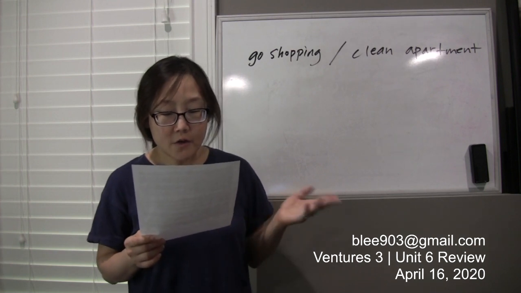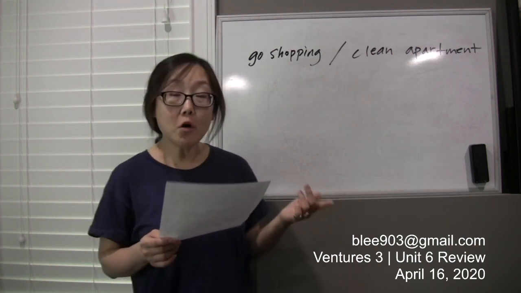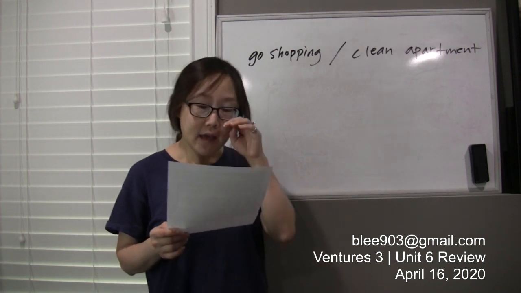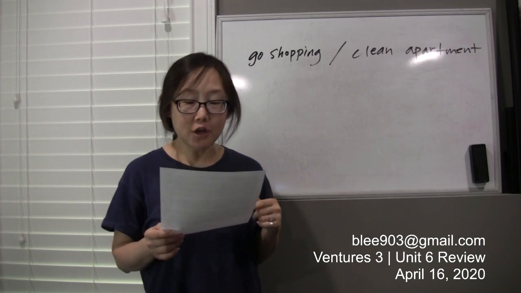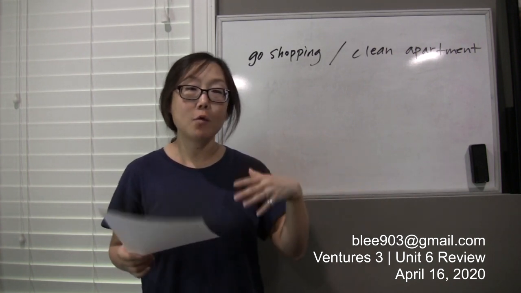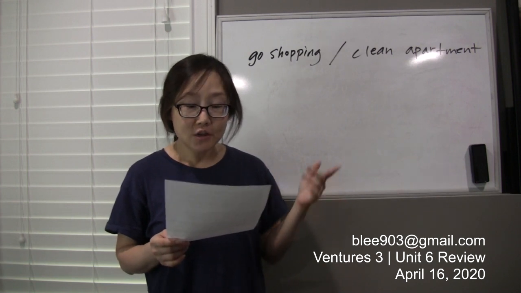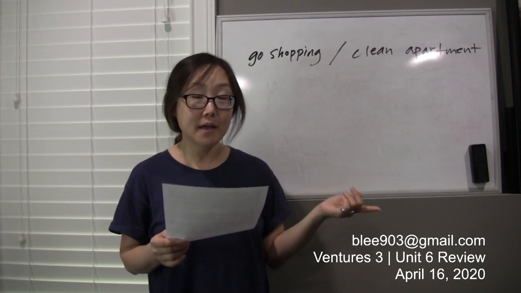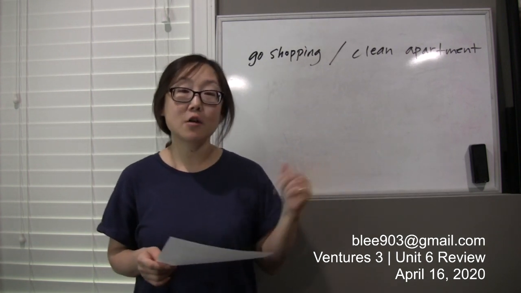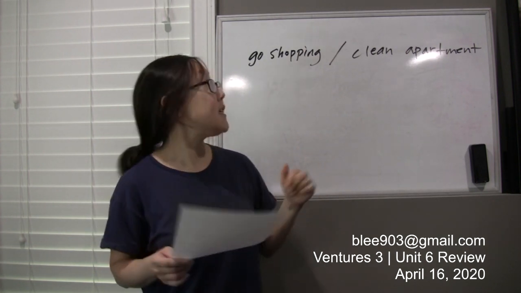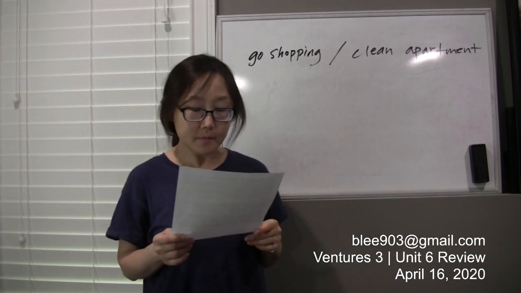Okay, so you can say she has to clean her apartment before she goes shopping. Or of course you can put before in the beginning and say, before Lola goes shopping, she has to clean her apartment. Remember you need to use goes because Lola is 3rd person singular, and you also need to say clean her apartment or clean the apartment.